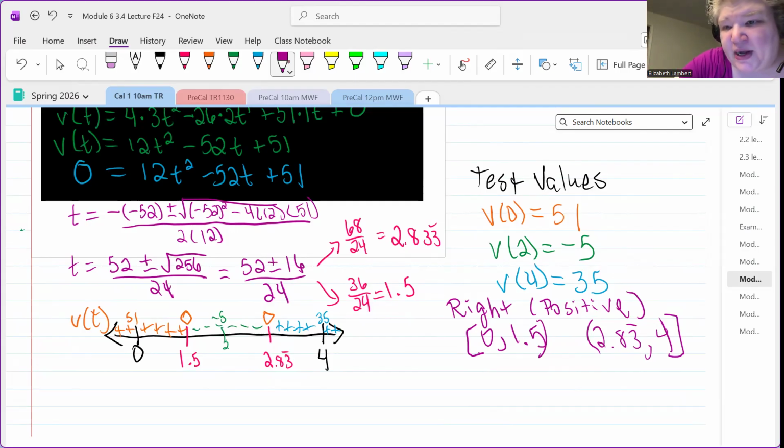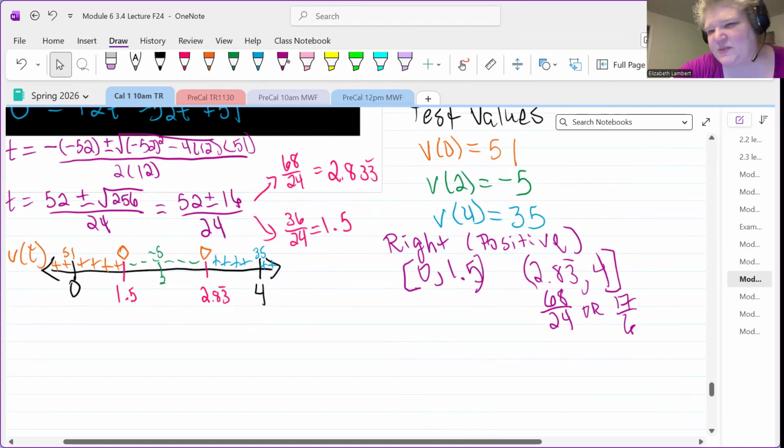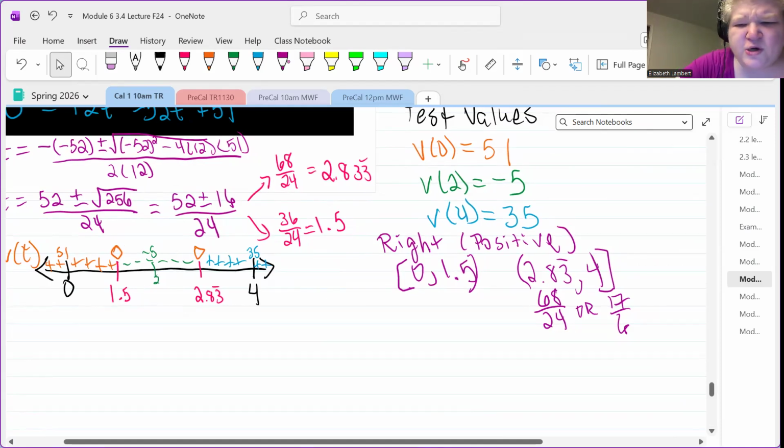If they don't like the 2.83333, you should be able to type the 68 over 24. It may want you to reduce it, in which case, like I said, those are both divisible by 4. So let's see, 68 divided by 4 is 17. So that would be 17/6. So if WebWork is persnickety about decimals, go with the reduced fraction. Or sometimes WebWork will even take the unreduced fraction.